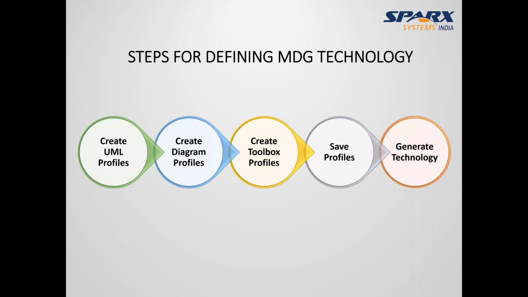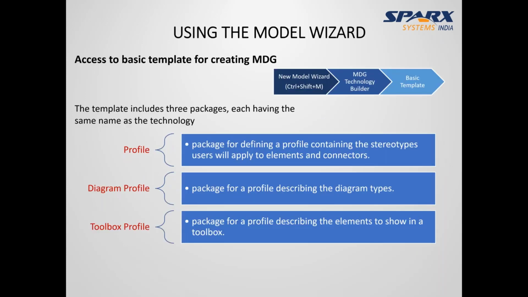To create a stereotype profile in EA, we use the model wizard, from which you can create basic models that you can develop further. So in Enterprise Architect, using the model wizard, we can create an MDG template. We have 2 templates in the Enterprise Architect tool, namely the starter template and the basic template. Using the basic template is preferable, wherein you have an element profile, a diagram profile, and a toolbox profile that will be incorporated into the MDG technology file.